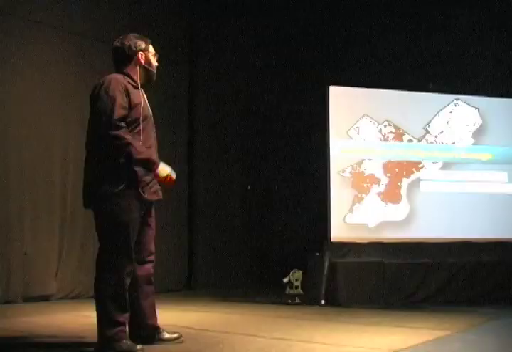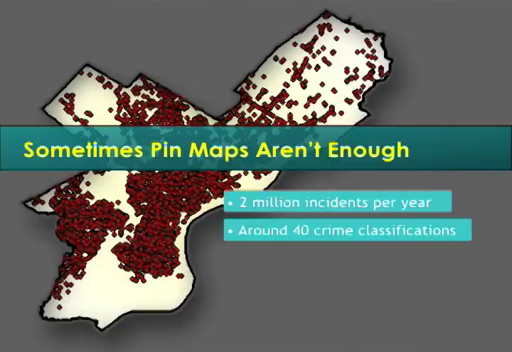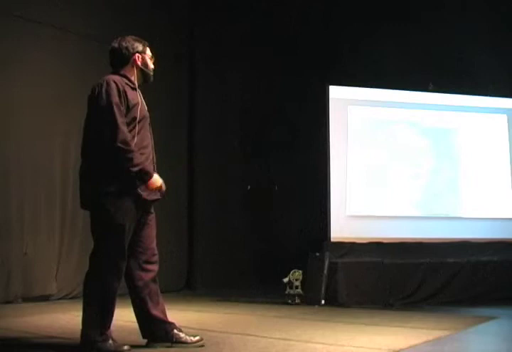Here's an example of a pin map, which is the traditional way that you map crime, for example, where you put a little pin wherever the events are. The example here is Philadelphia crimes. There's 2 million incidents a year, so if you have a historical database, it's many millions of events. And it just looks like a big blob. It doesn't really tell us very much.